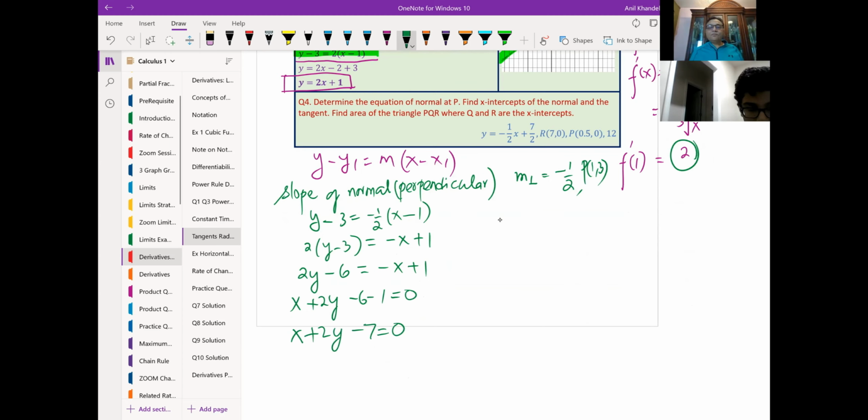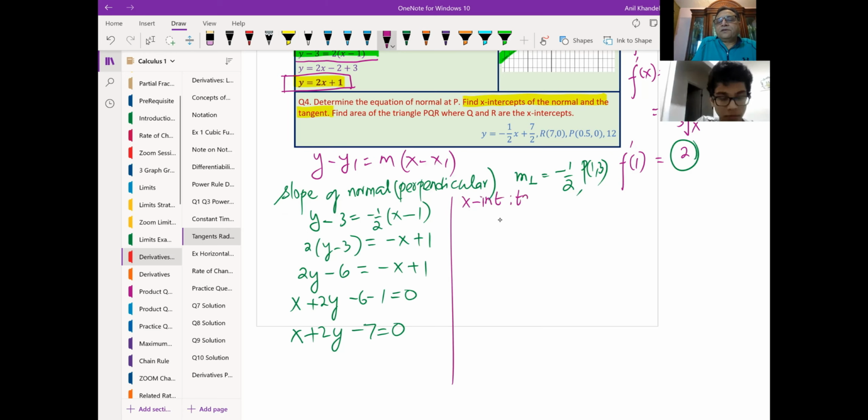Now the question here was that, so we got the first part. Now you have to do the second part, which is to find the x-intercepts of the normal and the tangent. You get the idea? The tangent equation is given to us, so we can find the x-intercept, and for the normal also, we'll find the x-intercept. So now let's find the x-intercept for the tangent first.